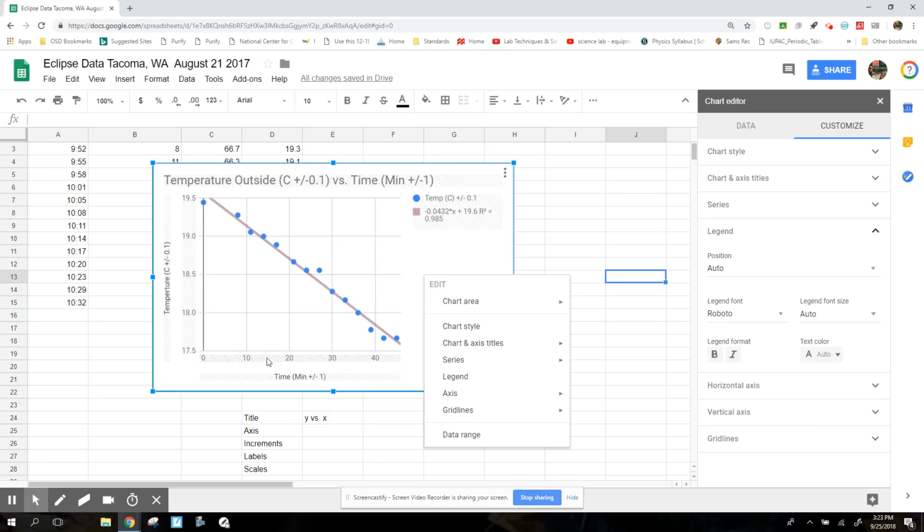Your increments are there, equally spaced, which also goes to scales. And your labels are correct on your x and y axis. And then you need a trend line as well to show the relationship between your y and your x variable.